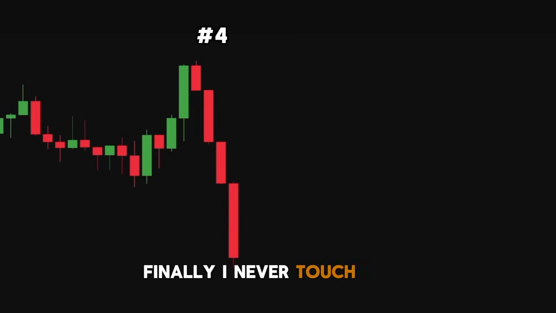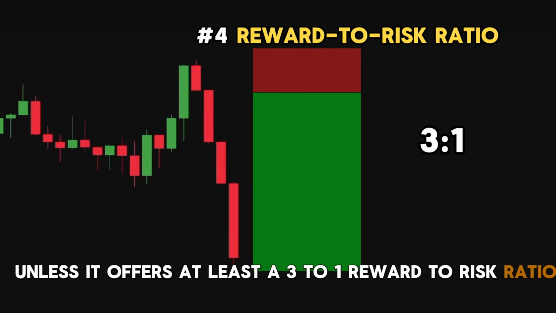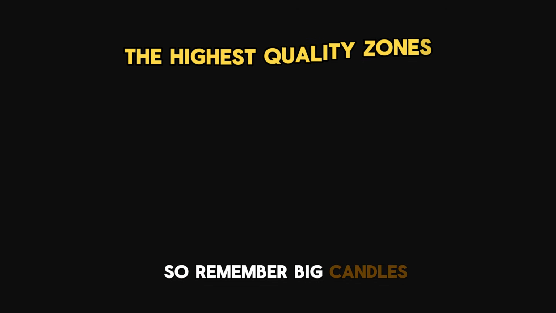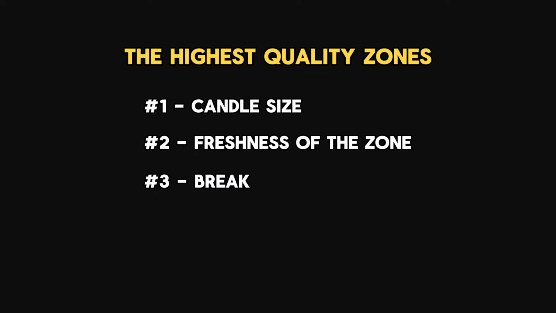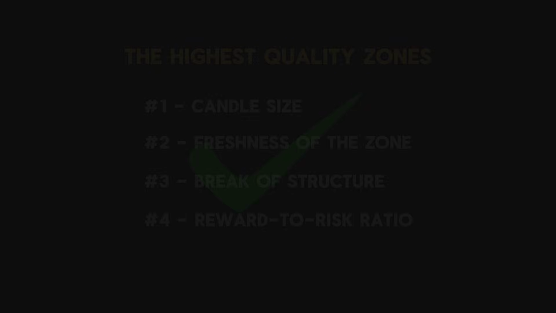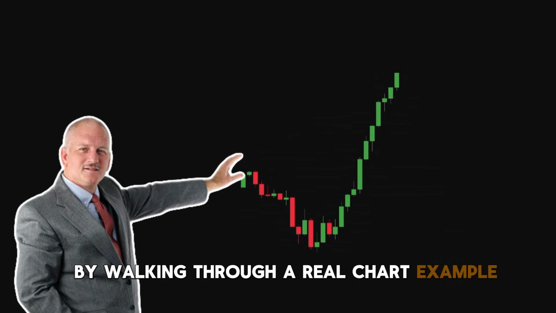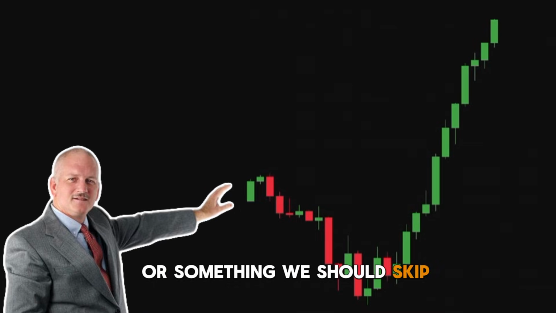Finally, I never touch a zone unless it offers at least a 3-to-1 reward to risk ratio. So remember, big candles, fresh zones, a break of structure, and at least a 3-to-1 reward to risk: these 4 filters form your foundation for selecting only the highest quality zones. Let's put all of this into practice by walking through a real chart example to see whether a demand zone sitting in front of us is a high probability trade or something we should skip.